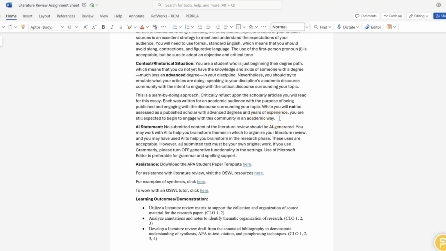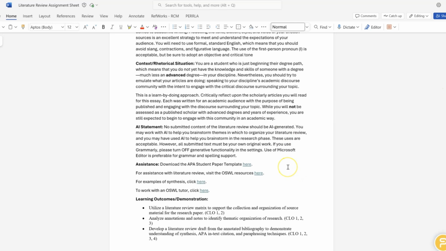Reflect upon those scholarly articles that you've read. Reflect upon those things we mentioned earlier about tone and voice and their style. You won't be assessed or graded as if you were a published scholar, but we still expect you to try. Do your best to begin.